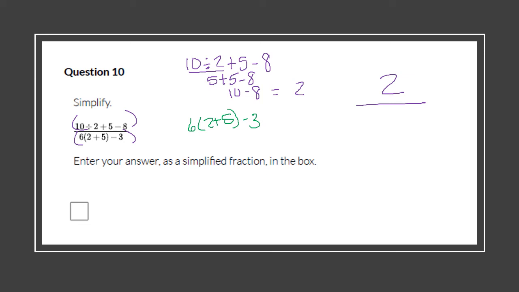Now I'm going to look at the bottom of the problem. I'm going to do the parentheses first. So 6, the parentheses now mean multiply. 2 plus 5 is 7 minus 3. So now I've got 6 times 7 is 42 minus 3 gives me 39. So my answer is 2 over 39.